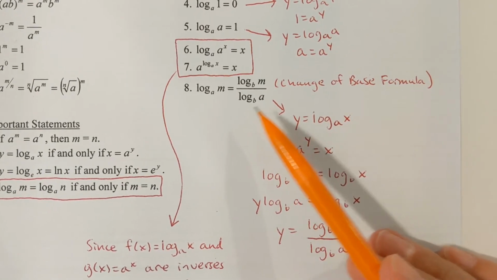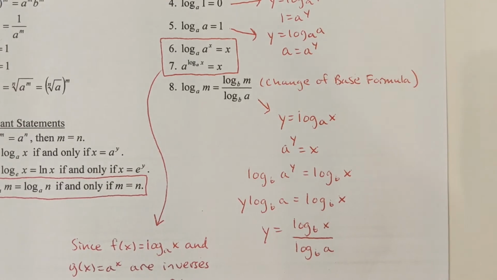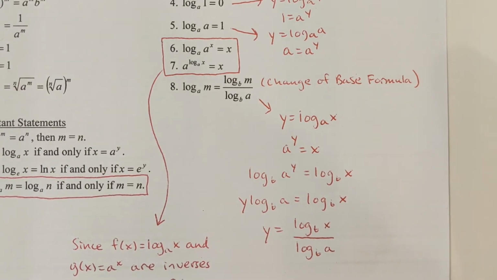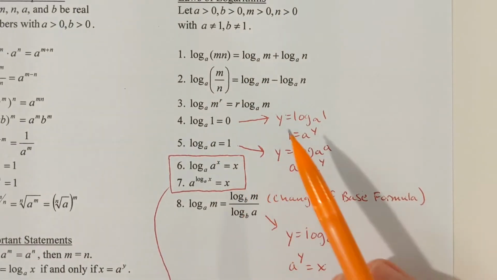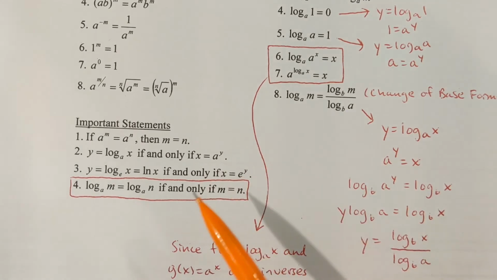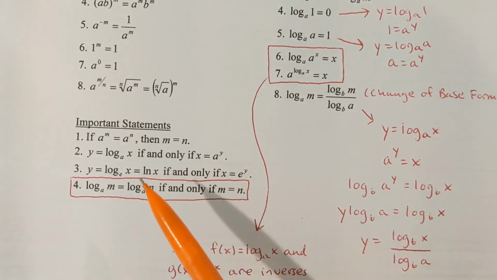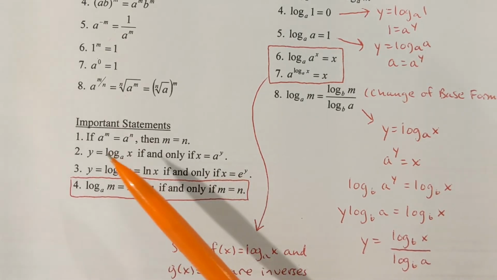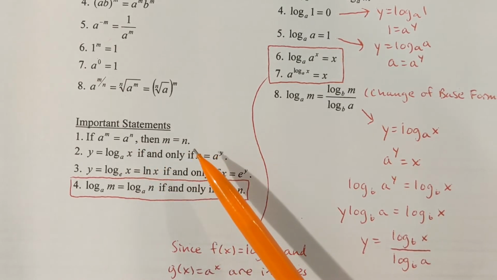Law 8 is sometimes called the change of base formula. Sometimes we want to change the base to a new base. We'll see some problems later on where we'll do that. But these are the 8 laws of logarithms that you'd want to know. I've also got some important statements on this sheet here. The first one, we were using this in section 5.3 when we were solving some exponentials. If the bases are the same, you can remove the bases and set the powers to be equal.